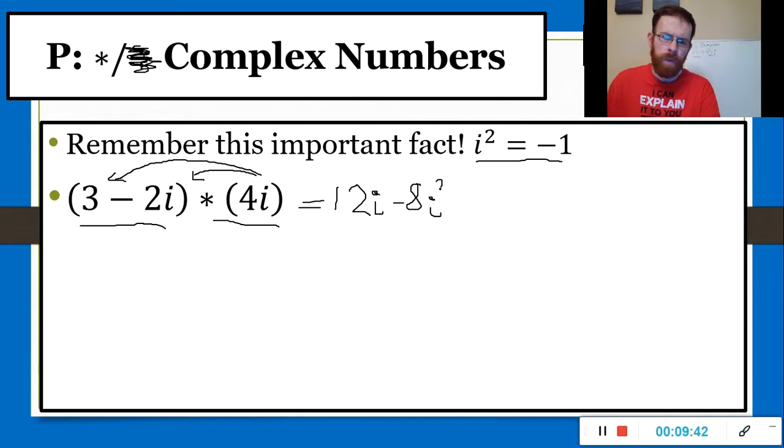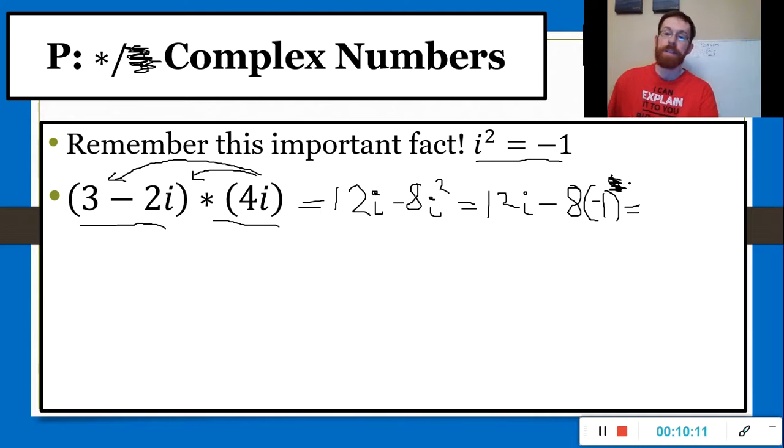8i squared. But Mr. K, you said we don't need to have any i squareds. That's right, ladies and gentlemen. You take that i squared and you rewrite it as a negative 1 with a multiplication. 12i minus 8 times a negative 1. Now, you can probably see that this 12i hasn't changed, is not going to change. And so that's just going to be a 12i, but what is a negative 1 times a negative 8? Positive 8. Negative times a negative is a positive.